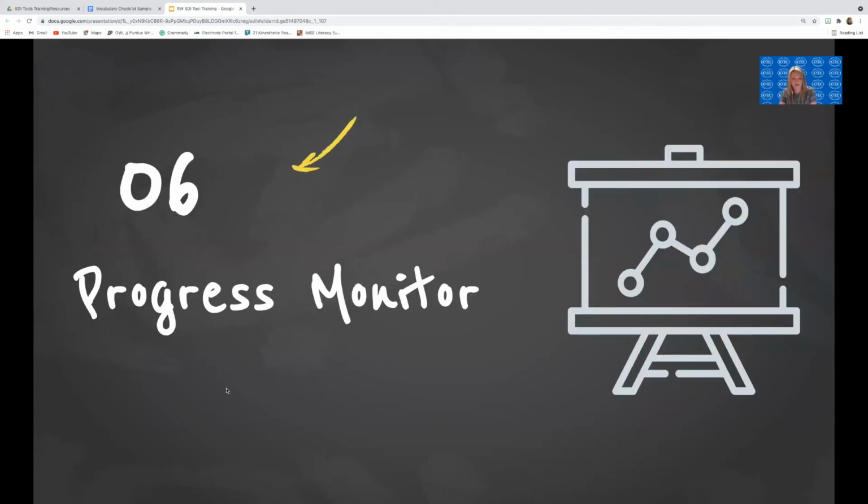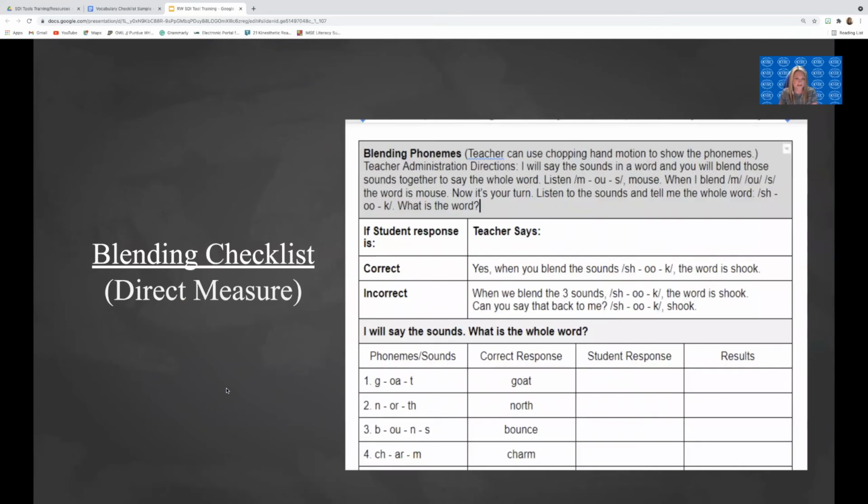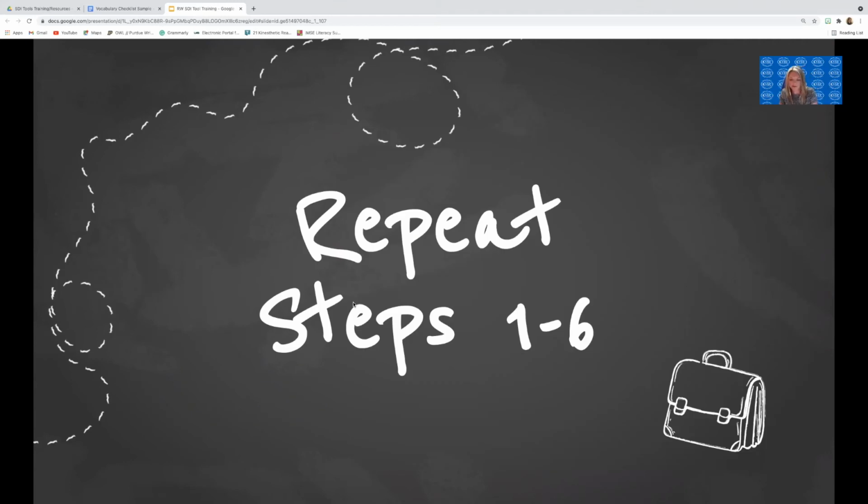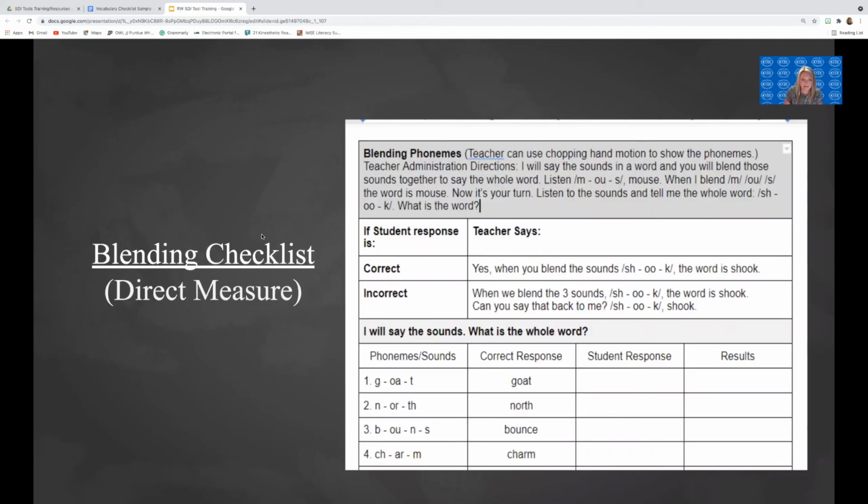Now after you've done that, you're ready to progress monitor. This is an example of a blending checklist that you can use to progress monitor. This is an example of a direct measure. Of course, after you do your progress monitoring, you don't just do it and put it in a folder and move on. You want to really take that time and analyze the data.